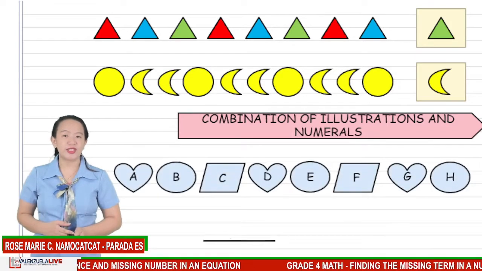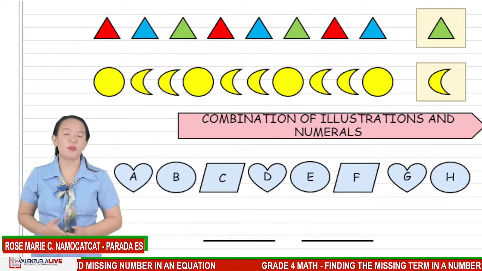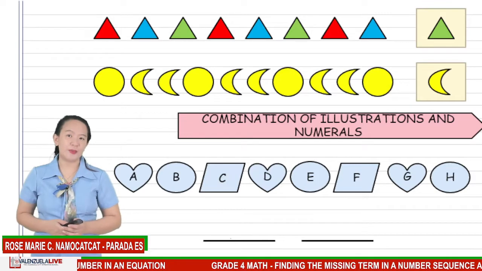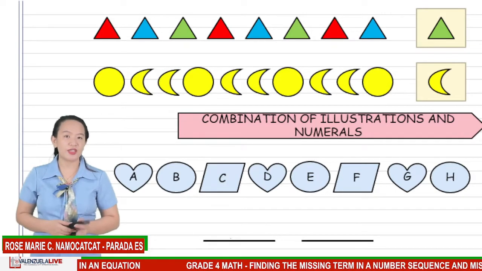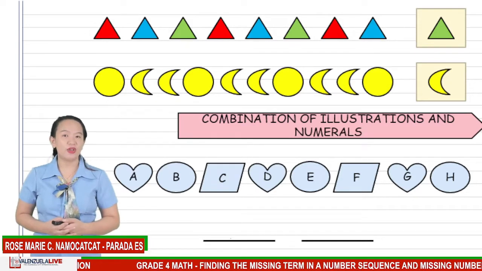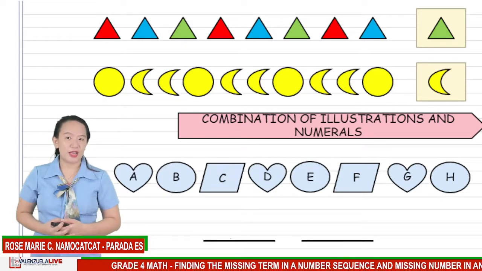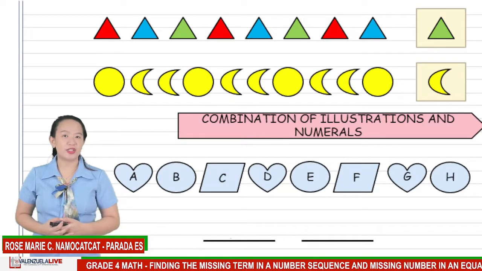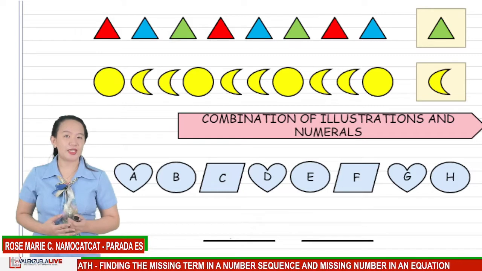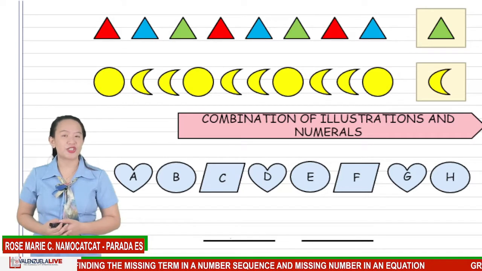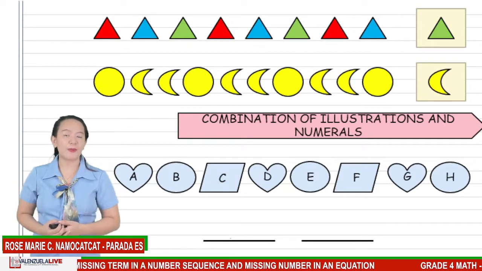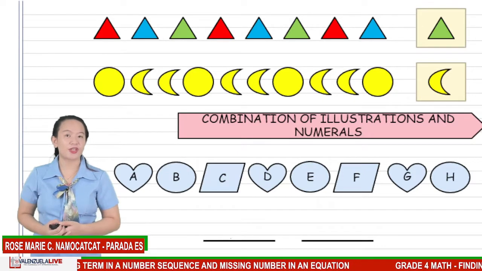As you can see, we have different shapes, a combination of heart, circle, and parallelogram. And also heart, circle, parallelogram, and heart, circle. So, what will be the next? And also, try to look at the letters inside each of the shapes. As you can see, A, B, C, D, E, F, G, H. We have a sequence of our alphabet. So, what will be the next after H?